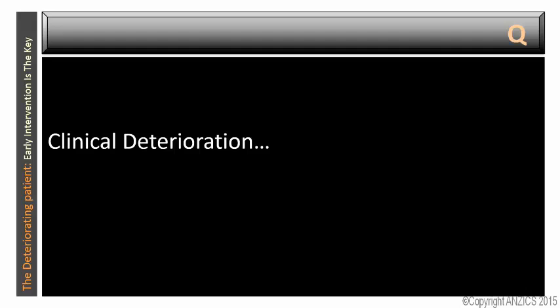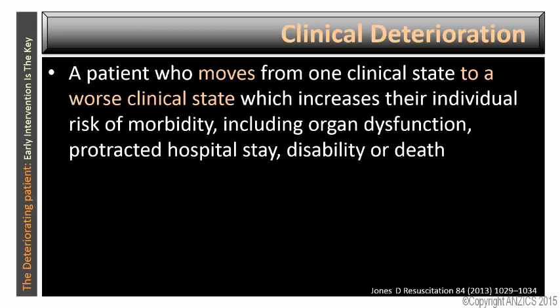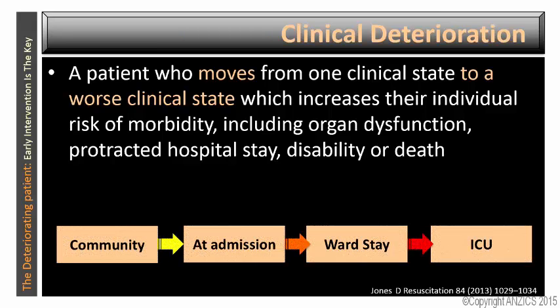So to begin with, what is clinical deterioration? Until 2013, there was no uniform definition used in the literature, until four people from Australia, including Daryl, Ken, Imogen, and David, sat down and published this article. They defined clinical deterioration as when a patient moves from one clinical state to a worse clinical state, which increases their risk not only of morbidity but also mortality, and this can happen whether they are in the community, when they present to ED, during the hospital ward stay, or when they are in ICU.